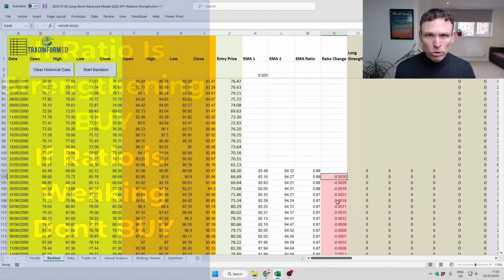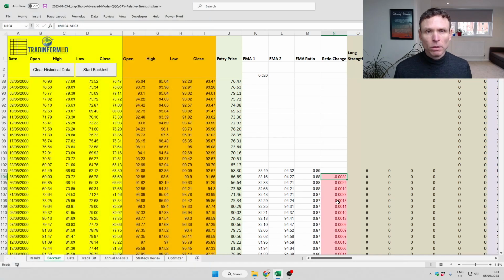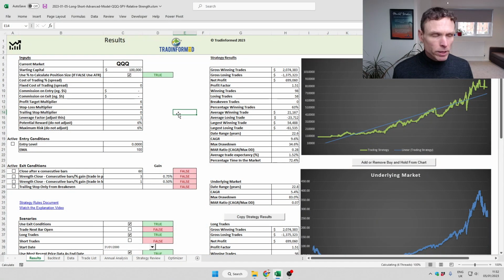If that ratio is strengthening, we say the Qs are getting stronger, so we buy. If that ratio is weakening, we say SPY is stronger, so we do not buy. Very, very simple. On this screen, you can see the rest of the trading strategy.